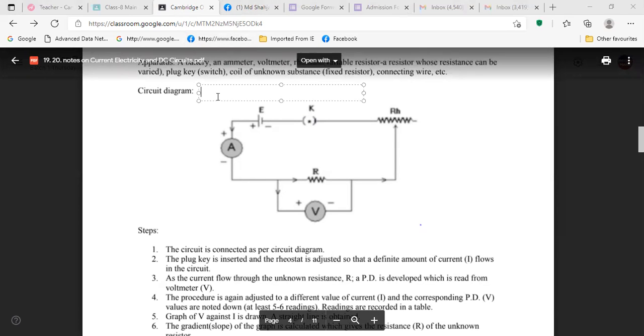You write here: circuit diagram for Ohm's law experiment. Circuit diagram for Ohm's law experiment. You draw this diagram. Let me know once you are done.